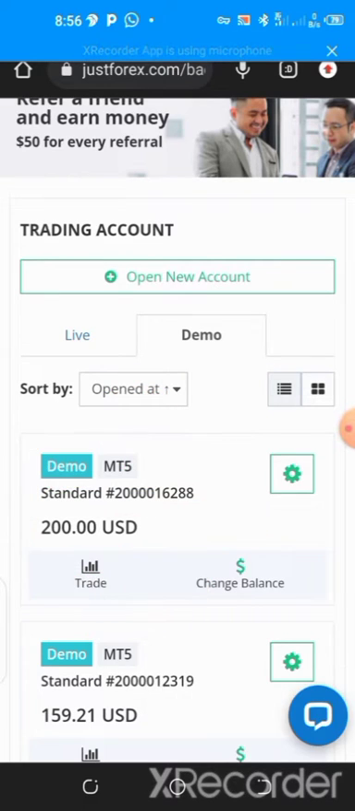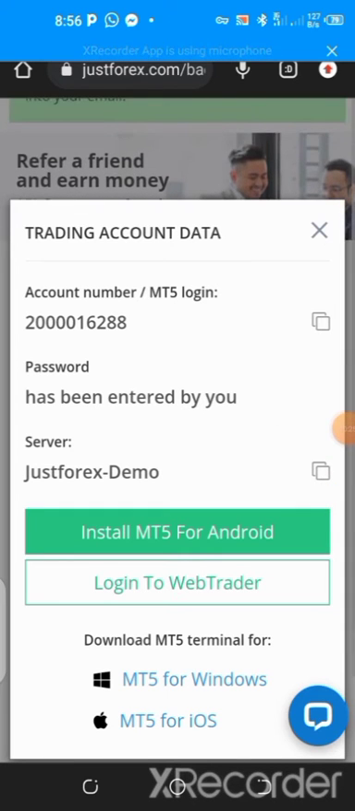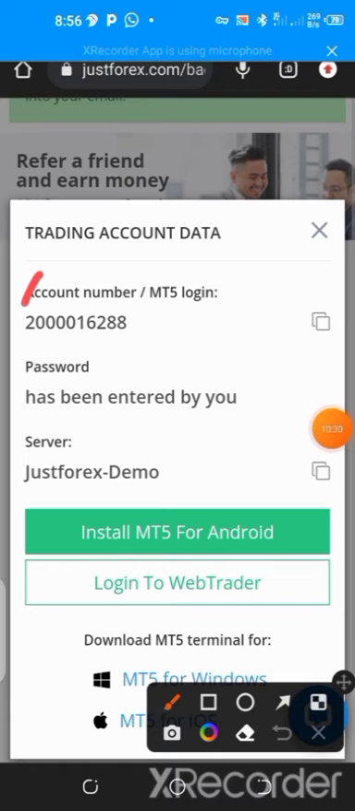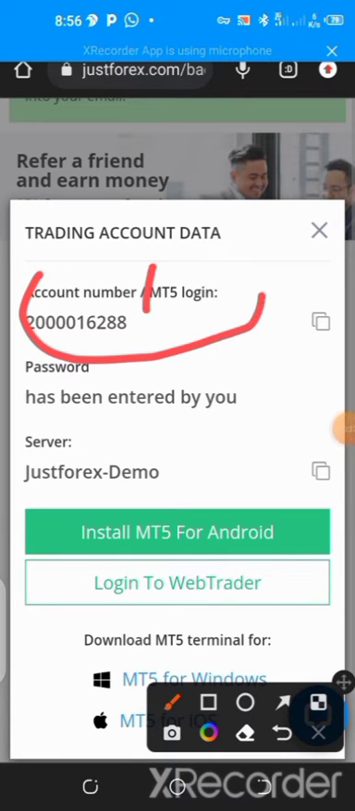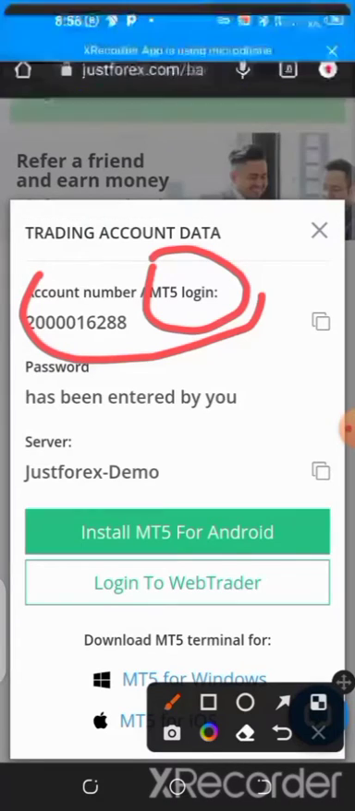To still have those same information on your Gmail, you can still come here. Let's see. You take the trade. You see here is the password. Here is the login. You see here, MT5 login. That means I'll go to my MT5. I'll do that login there.